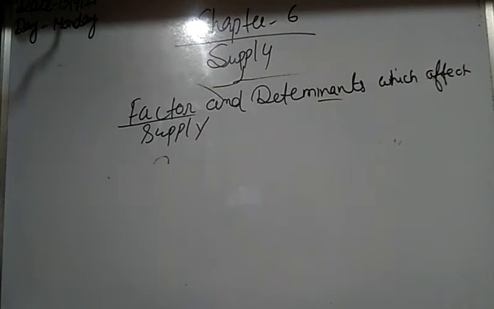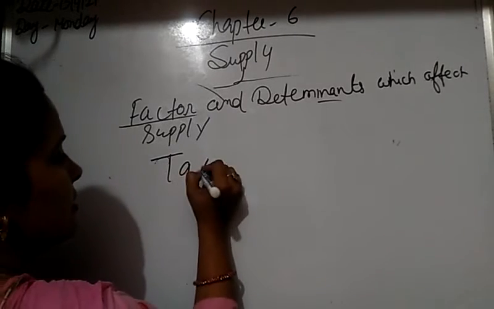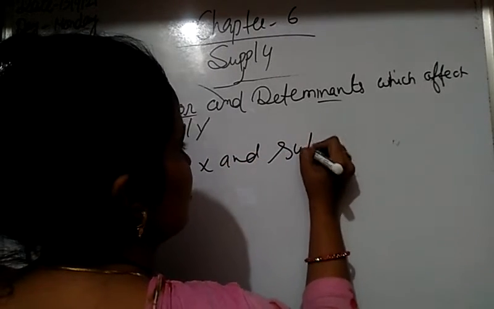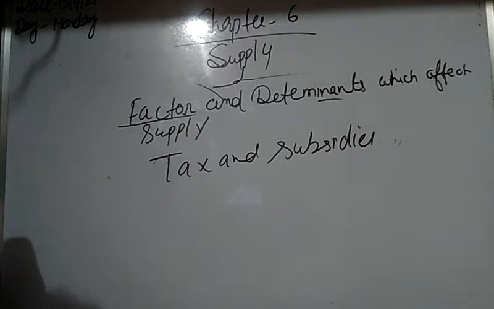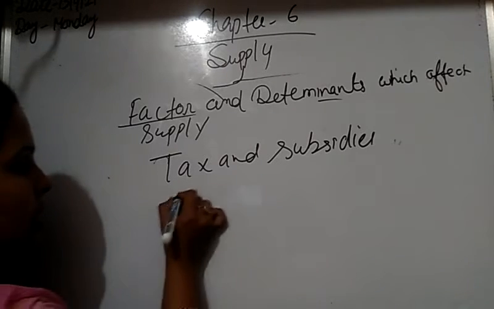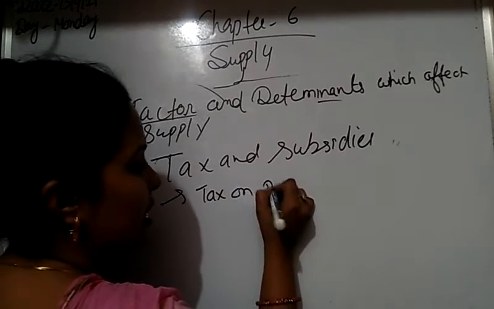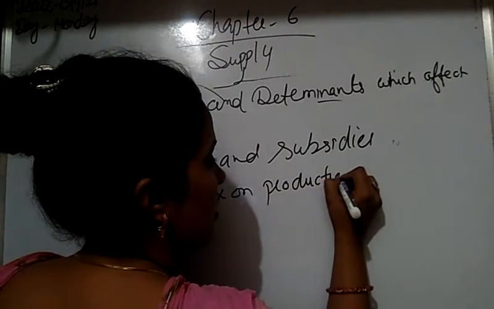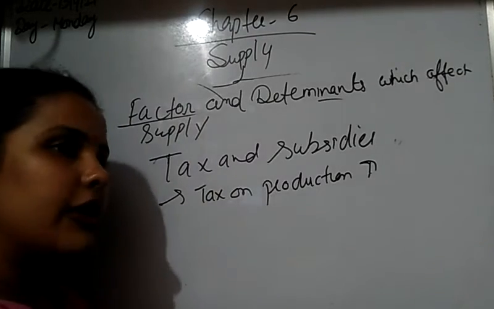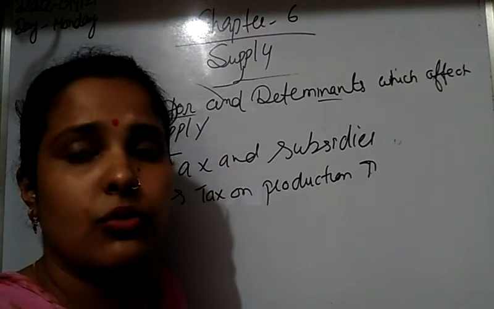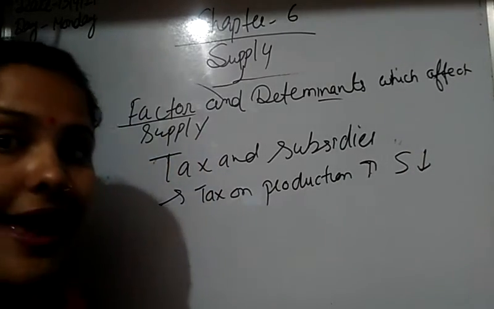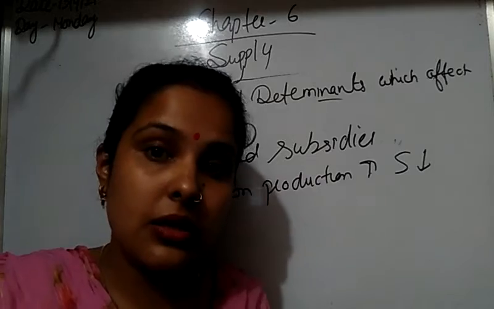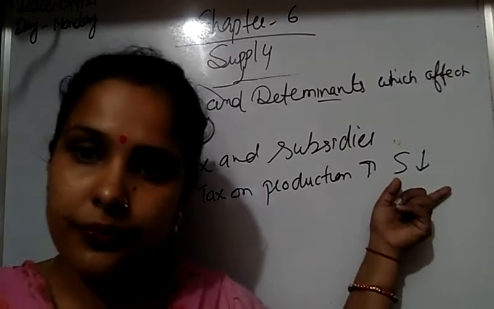Next is taxes and subsidies. Taxes mean the amount which is charged by the government, students. It can be direct taxes or indirect taxes. If taxes on production increase, what does the producer do? The producer does not want to produce more product, so the supply decreases. If tax rates are increased, the supply of a commodity decreases.